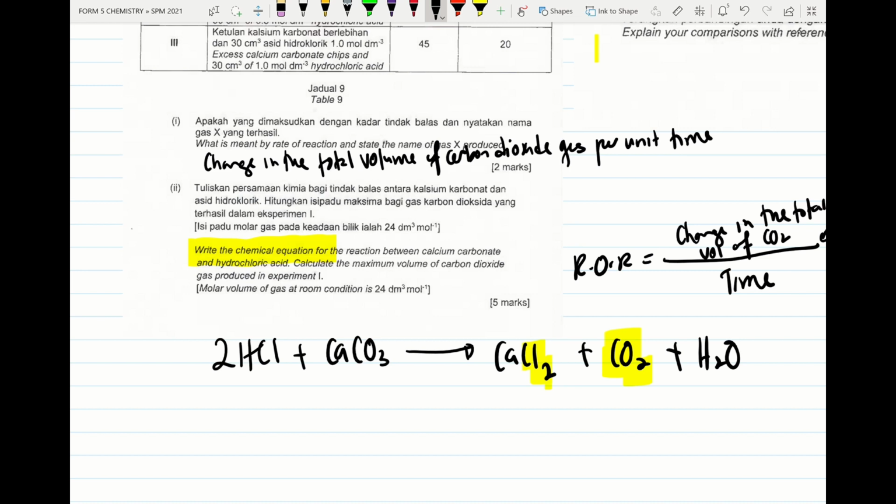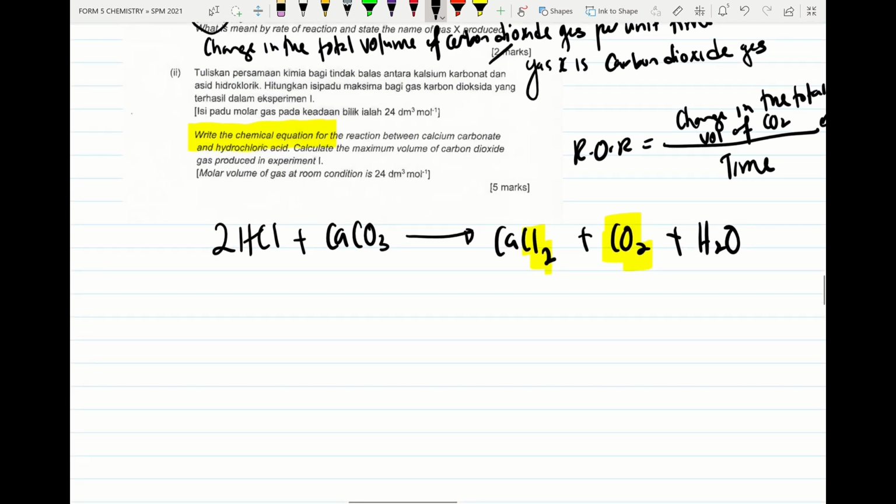And they want the next one: what is the name of the gas X? So I put here, gas X is carbon dioxide gas. So we already scored 2 marks. Now we move on to the next question.